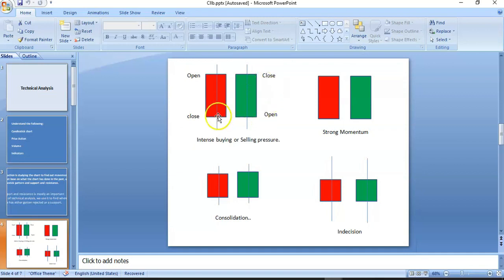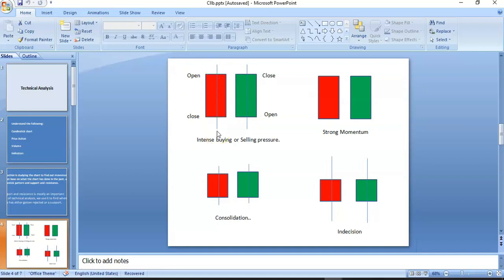So the bearish candle starts from up here and closes down here, and then the bullish candle opens down here at the bottom and ends up at the top. Okay, so a candle can have a wick. A wick is the line you see on the candle, whether at the top or at the bottom or both.